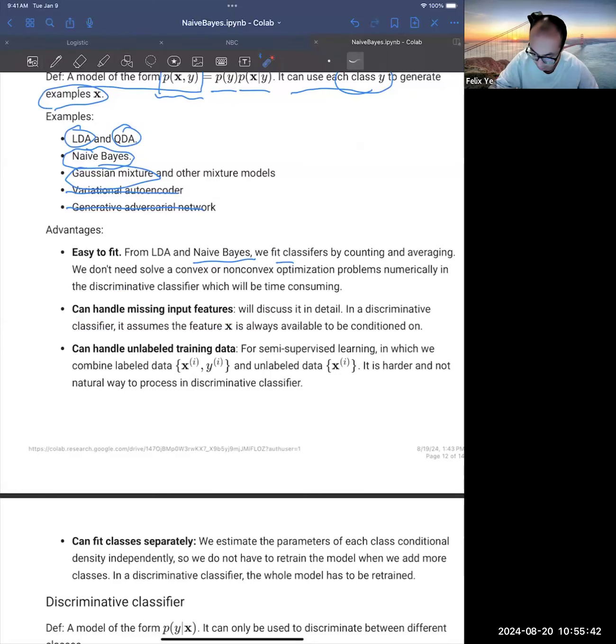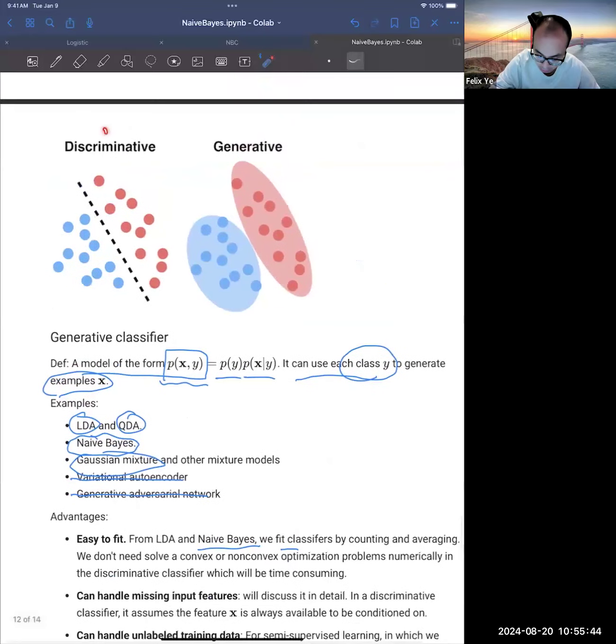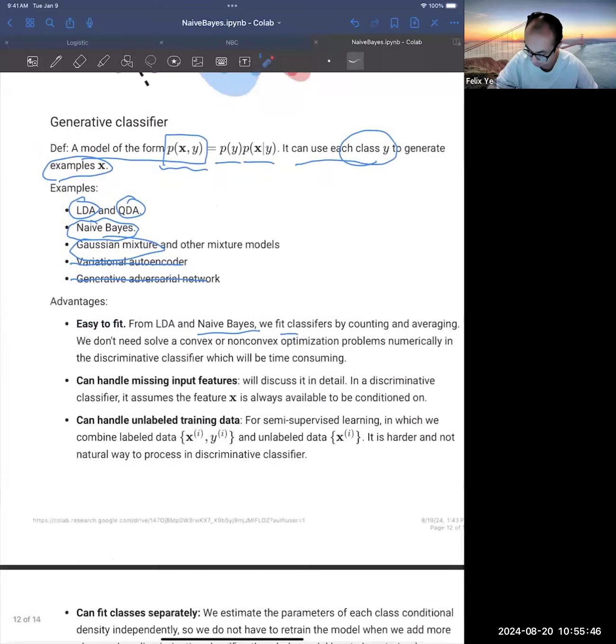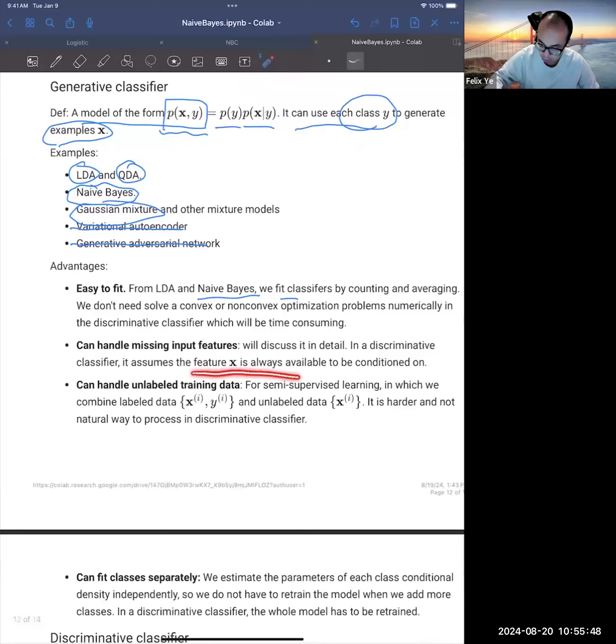But in the other case, for the discriminative classifier, we always assume this feature is available and we condition on it. If we are in a situation where feature X is missing, or part of X is missing, we can't even try to make the predictions.